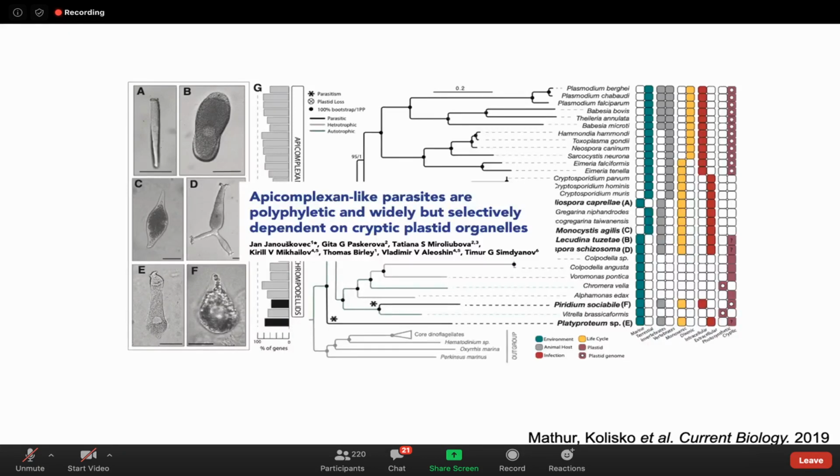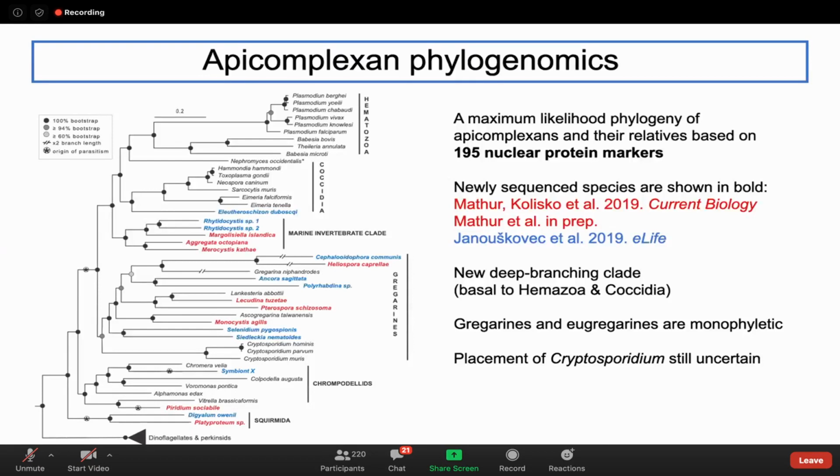And so the obvious next step was to combine our 2 data sets together to make this really, really beautiful Apicomplexan framework. So this is the tree that I'm presenting here. This is a maximum likelihood phylogeny of the Apicomplexans and their relatives based on 195 nuclear protein markers. All the species shown in bold are the new species that were added.